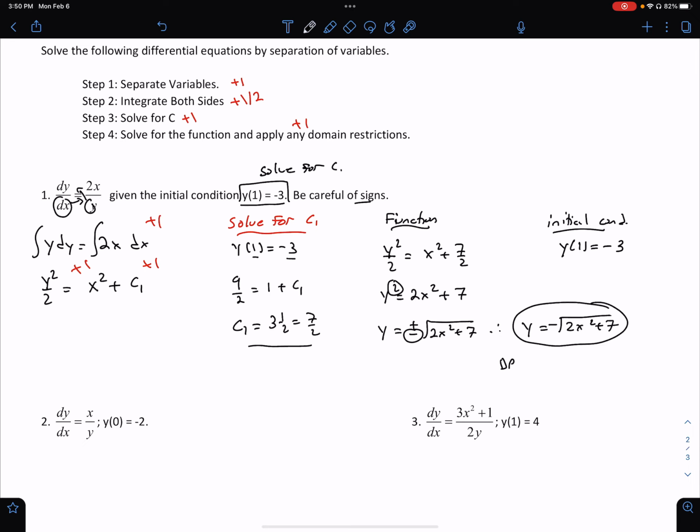Check any domain restrictions. That's easy. Just set the inside greater than or equal to 0. We get x squared greater than or equal to negative 7/2, and we don't have any restrictions because x squared is always positive, so the inside will never be negative. The hardest part you're going to find is making sure you remember to pick which sign.